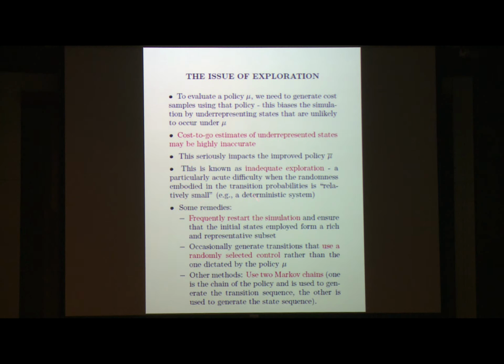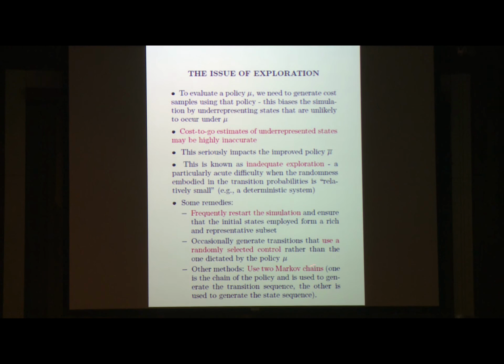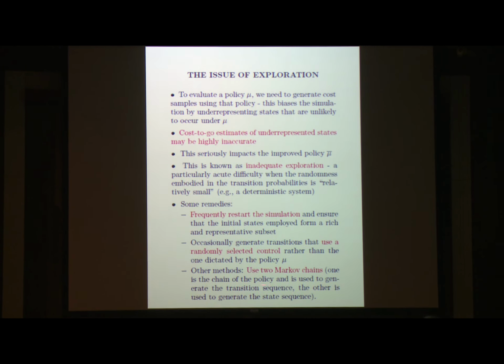So there are some remedies that we're going to discuss later. Restart the simulation and ensure that the initial states form a rich and representative subset. Occasionally generate transitions that use a randomly selected control rather than the one that's dictated by the policy. There are also other methods that use two Markov chains, one for generating states, and the other to generate state transitions. And all of these are very important topics for research within this field.